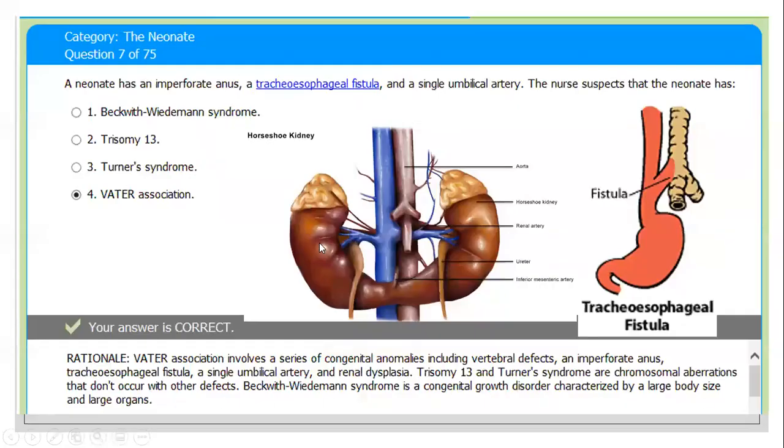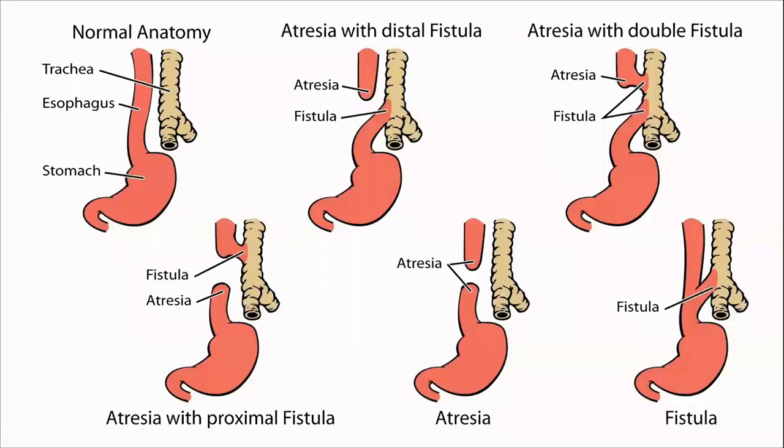And also they said tracheoesophageal fistula. What does it mean? So you can see this is the esophagus and this is the trachea, but this is the abnormal connection between esophagus and trachea. It is called tracheoesophageal fistula.